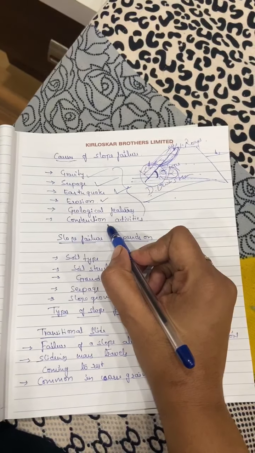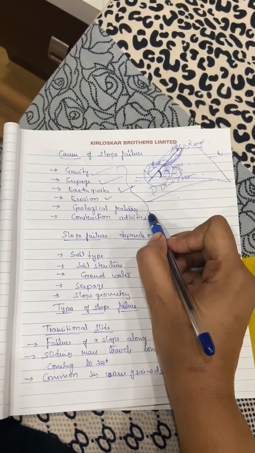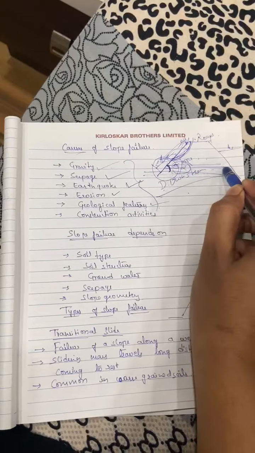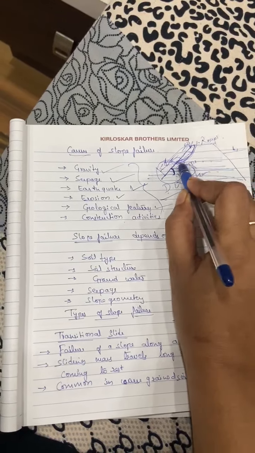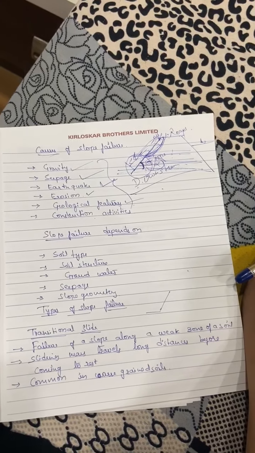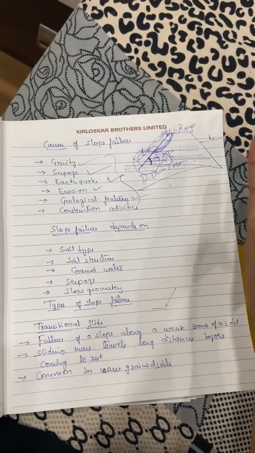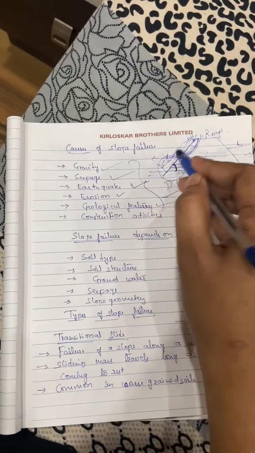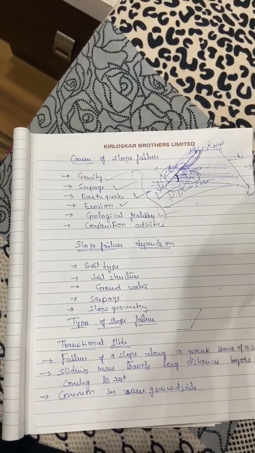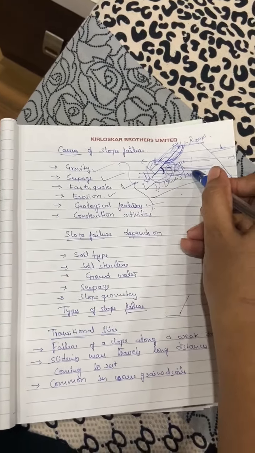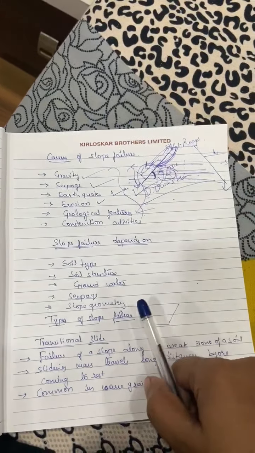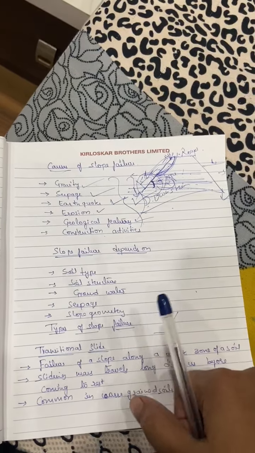And next one will be the geological features. Geological features means if the strata of the soil, here one soil, here another soil, whatever the joints, the soil may get failed, that is the geological feature. Construction activities: any construction on this side and this side, and you have excavated the soil from this side and that side, again it will disturb the slope and it will cause the failure. These are the causes of the slope failure.